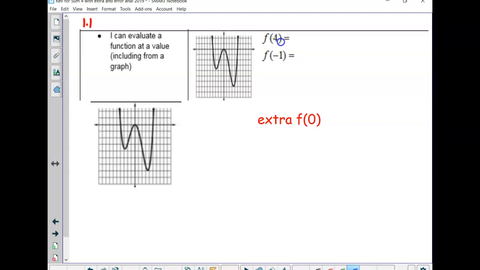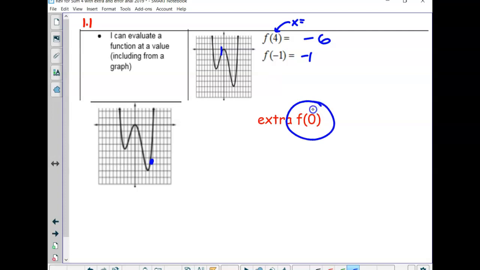How do you find f of 4? Yeah, it means when x is 4, what is y? And this is really hard to read. I think it's like down here somewhere. Anybody counting down there for me? -6 sounds good, Ethan. And then f of -1 would mean when x is -1 over here, what is y? And I think it's about -1.